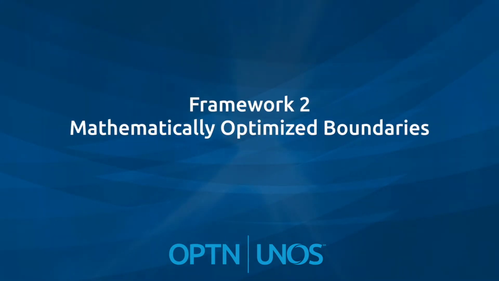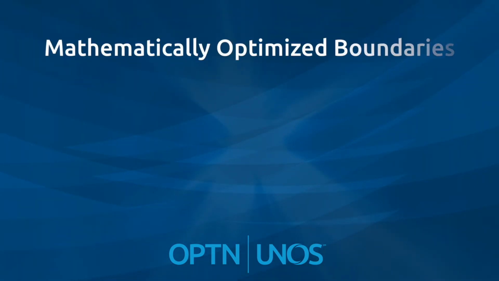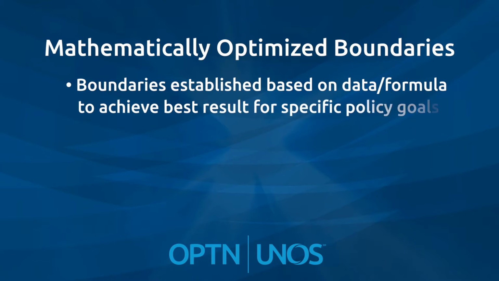Framework 2, mathematically optimized boundaries. Mathematical optimization can be used to establish distribution boundaries. The boundaries are based on a statistical formula designed to achieve the best results for one or more specific goals, such as having a consistent ratio of donors to potential recipients within each distribution area.